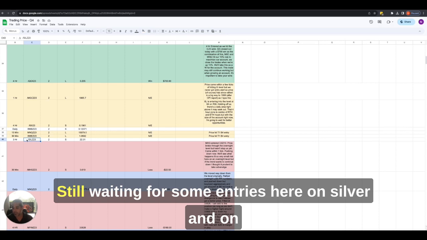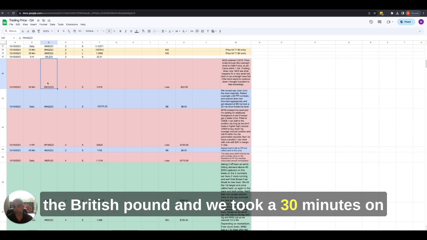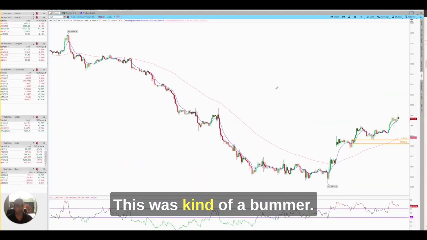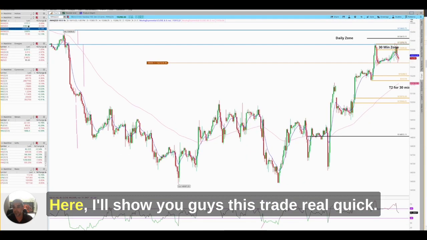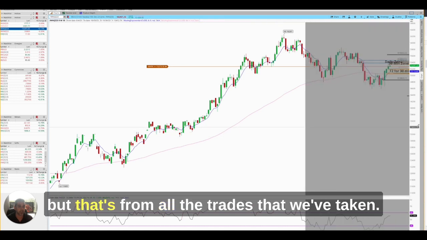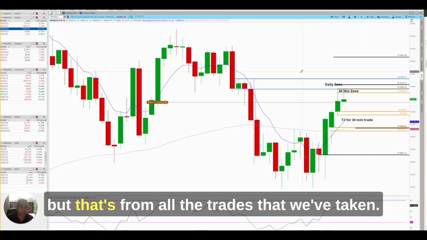Still waiting for some entries here on silver and on the British pound. And we took a 30-minute on copper that didn't work out. The daily on MNQ, this was kind of a bummer here. I'll show you guys this trade real quick. I've got all sorts of lines in here, but that's from all the trades that we've taken.